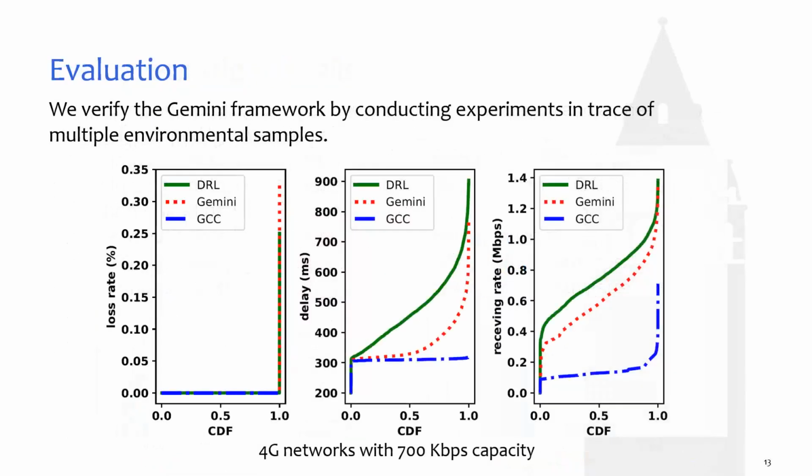In addition, we did some experiments to preliminarily verify the effect of Gemini. Gemini is actually a compromise between the DRL and GCC. We reduce latency relative to the DRL method and increase the speed relative to the GCC method. Gemini can reduce the 95th percentile delay by 28% compared to DRL under 4G networks with 700 kilobytes per second capacity.